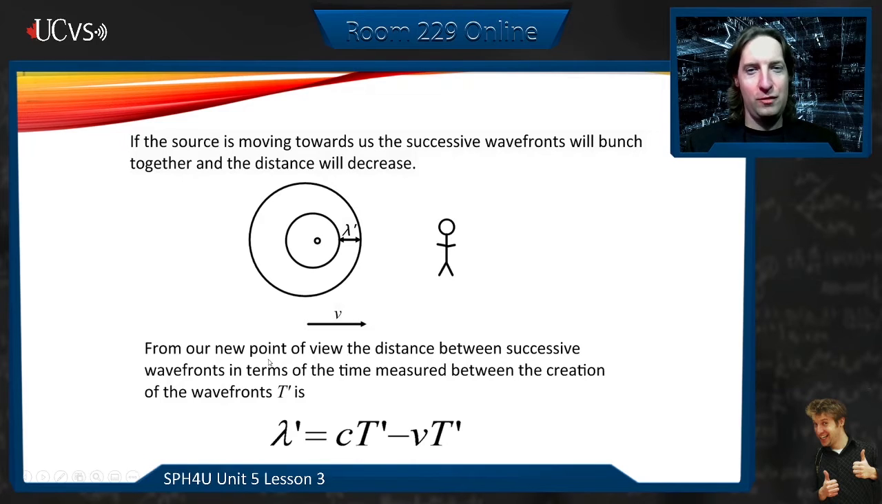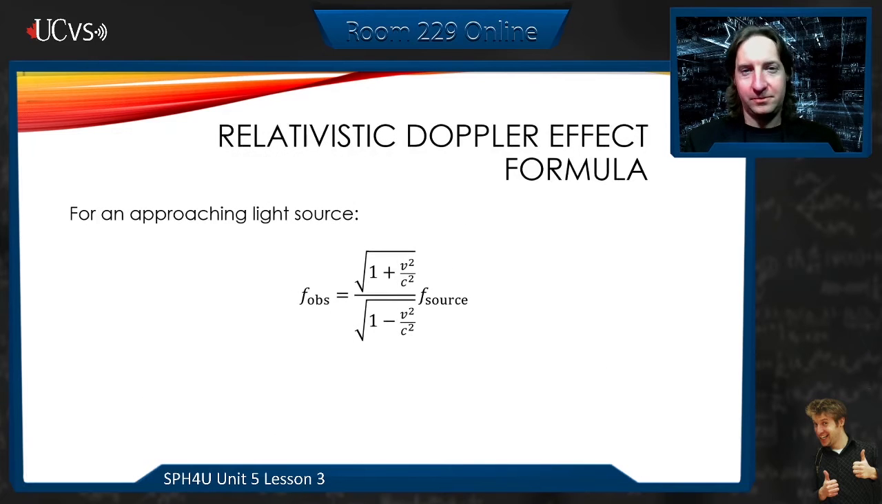Okay? So from our new viewpoint, the distance between successive wave fronts, in terms of the time measured between the creation of wave fronts, delta t prime, because we're measuring this from the outside perspective, from this guy. He's at rest, the source is now moving, so it's going to be time dilated. I'm not going to go through the full proof, it's a little bit too complicated for us here. But we actually have an expression for the new observed frequency of light.